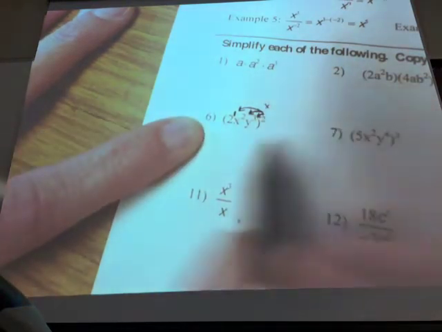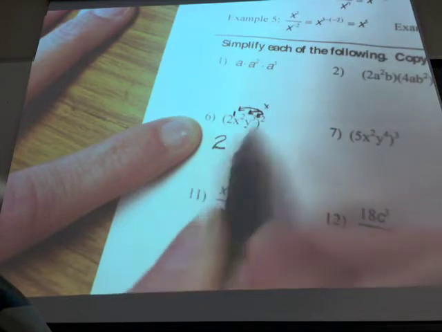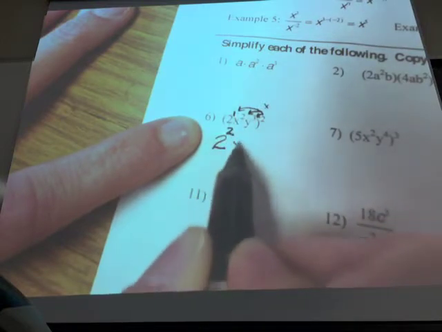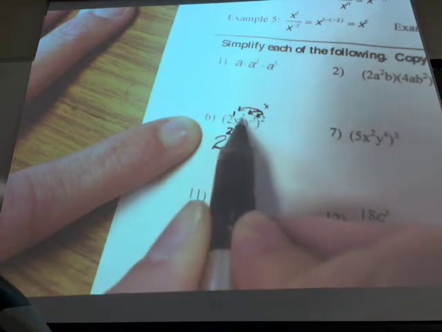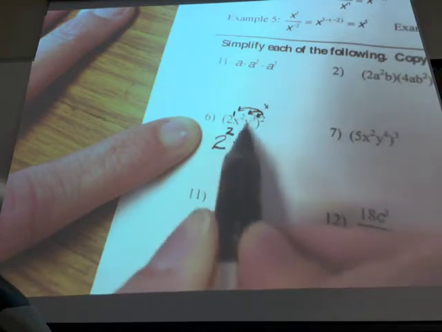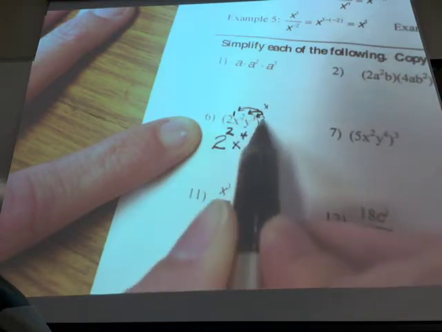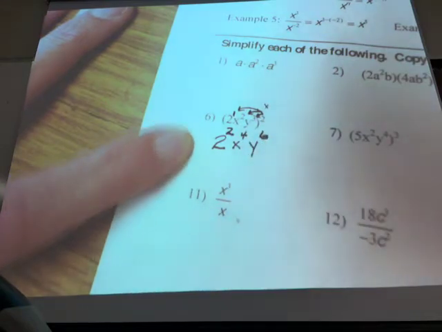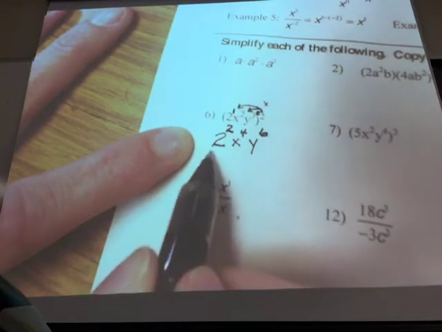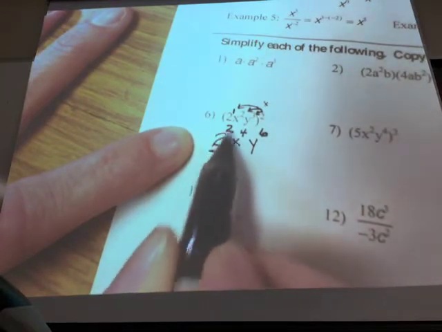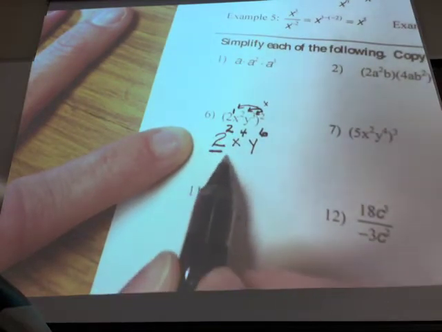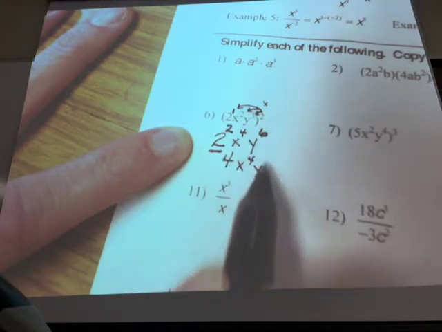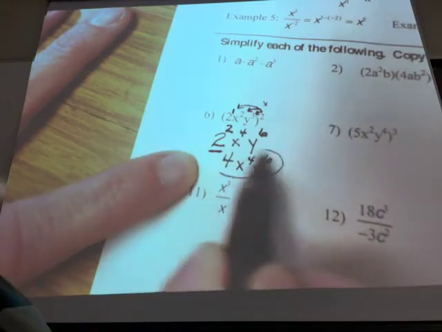So this actually becomes 2 times 1, that makes that 2 to the 2nd power. X becomes x to the 2 times 2, which is the 4th power. And y becomes y to the 2 times 3, which is the 6th power. Now you're not finished, because you can go ahead and simplify 2 squared. That means 2 times 2, which is 4. So your final answer will be 4, x to the 4th, y to the 6th. And that's all you can do there.